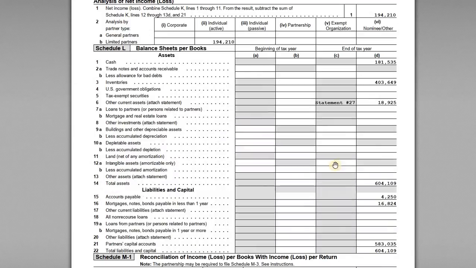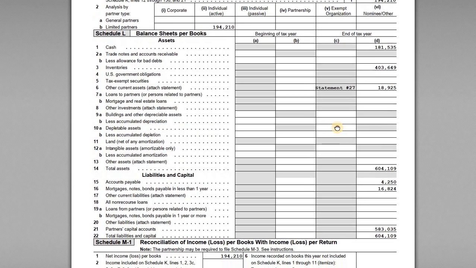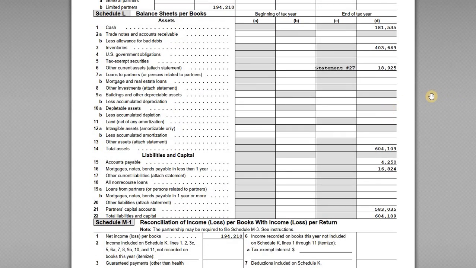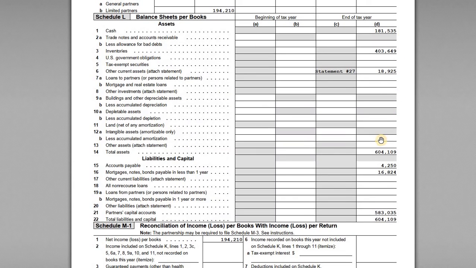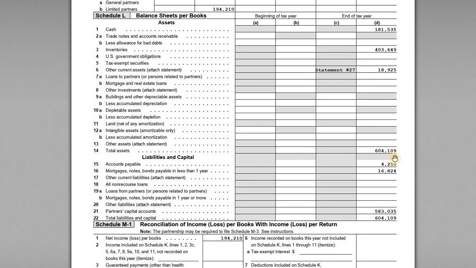Now, if we scroll on down to the balance sheet, this is, again, pretty straightforward. We're just pulling the numbers from the consolidated balance sheet in our Excel workbook, right? So if we look here, we'll total up the cash, report that on the cash line, all these other items, the total aggregate inventory, 403,649, and we'll get our total assets of $604,109. So we can see that's all being reported here, right? Total assets, $604,109. There's our total inventory at year end. The total cash balances, again, it's all reflected in US dollars, but this is an aggregate of all those accounts, right? Both from the Florida LLC, the Holdco, and the Swiss entity.